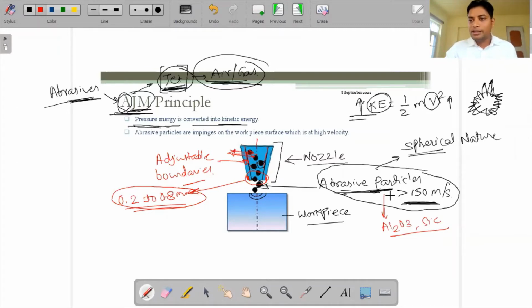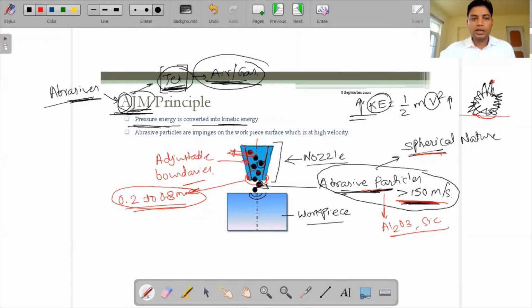So when this random shape comes in contact with the workpiece, no doubt it will remove the material from the workpiece area. Please keep in mind that the abrasive particles impinging over the workpiece surface have a very high velocity, and generally these are spherical in nature. The rest of the things we will discuss in the working part if anything is remaining.